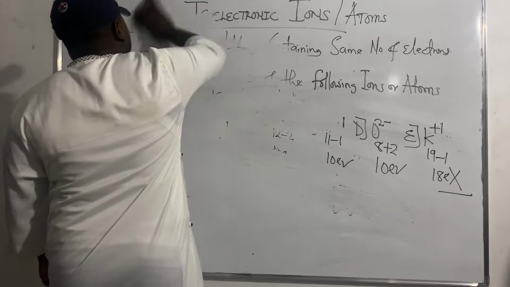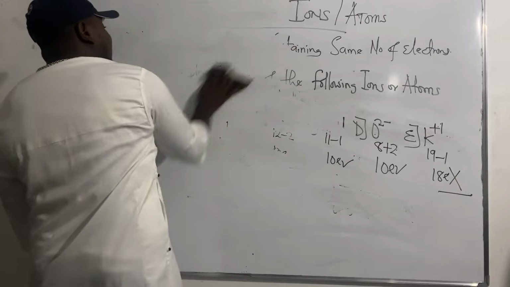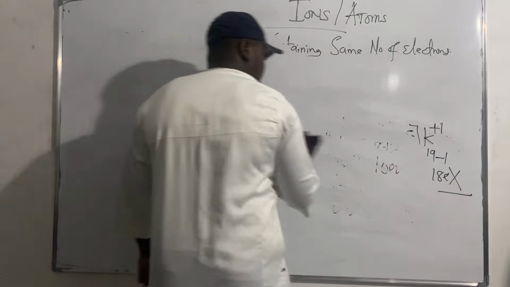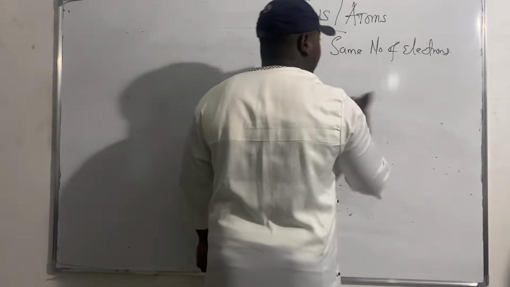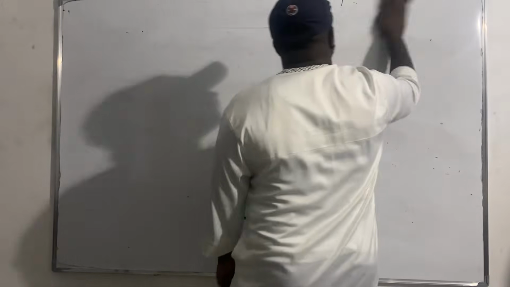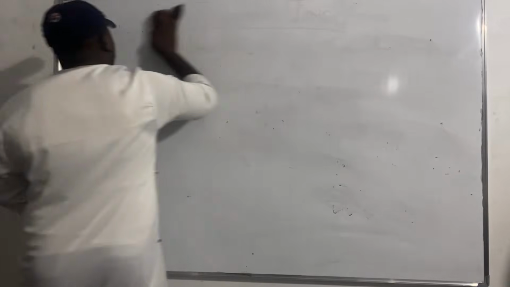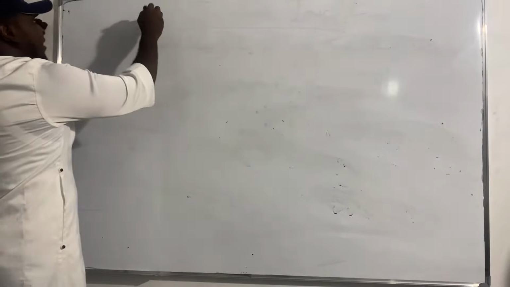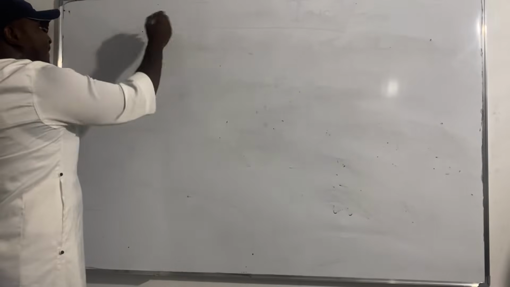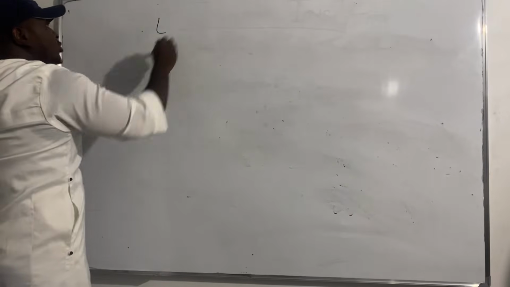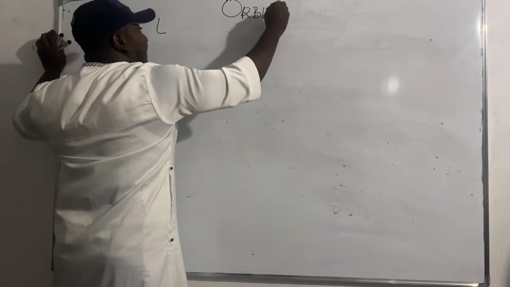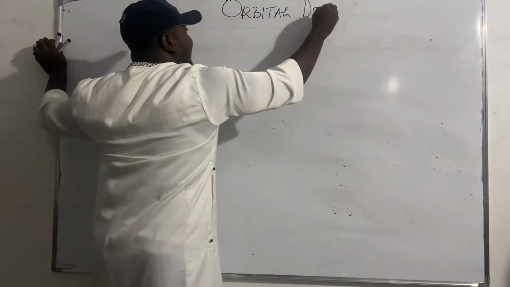So these are isoelectronic ions for you. The next thing we want to look at is, we want to break down the principal, which is N, and the azimuthal, L. I want to look at orbital designation.